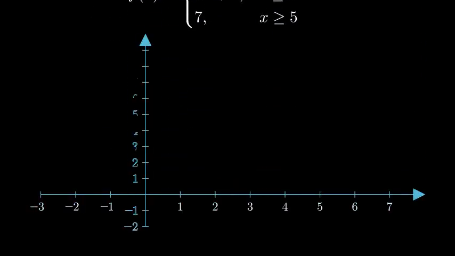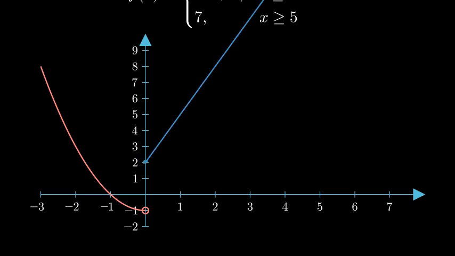For x less than 0, we graph x squared minus 1, which is a parabola. For x between 0 and 5, we graph 3x plus 2, which is a line. And for x greater than or equal to 5, we graph the constant function 7.